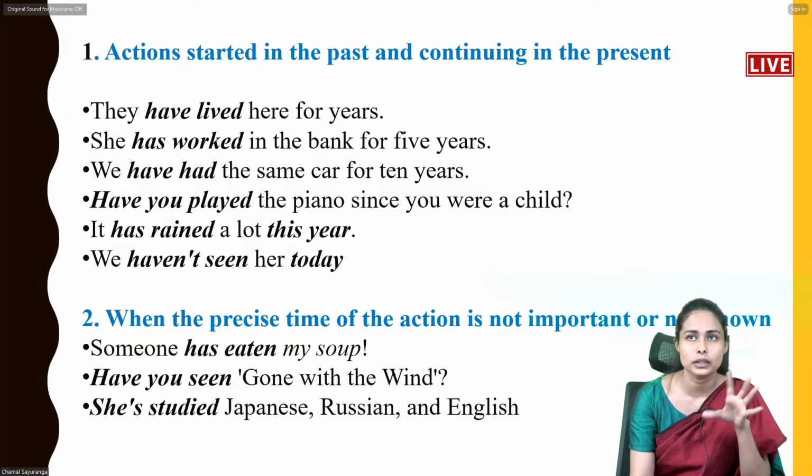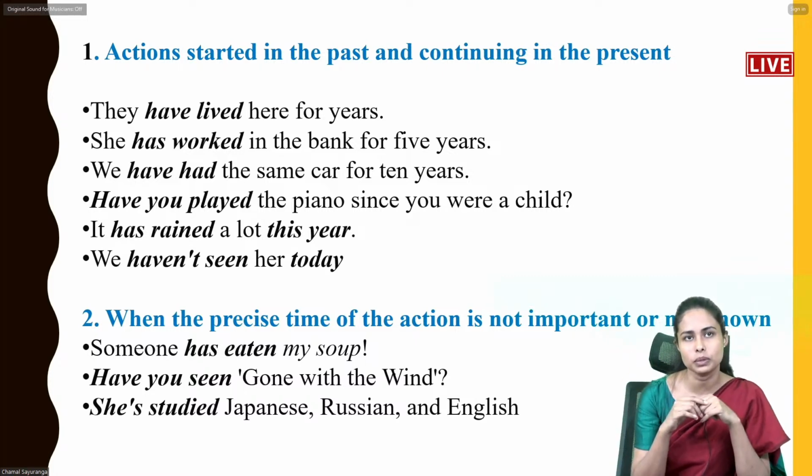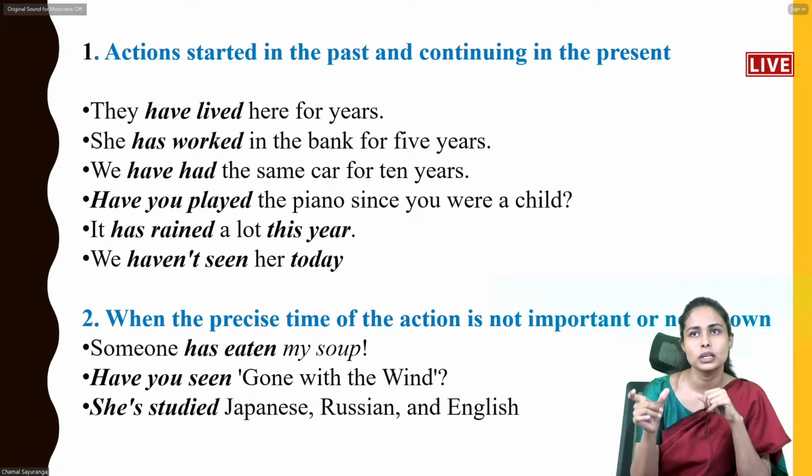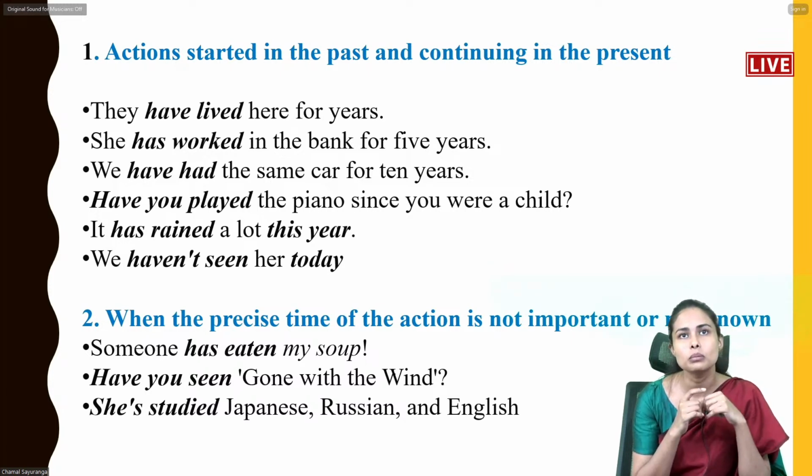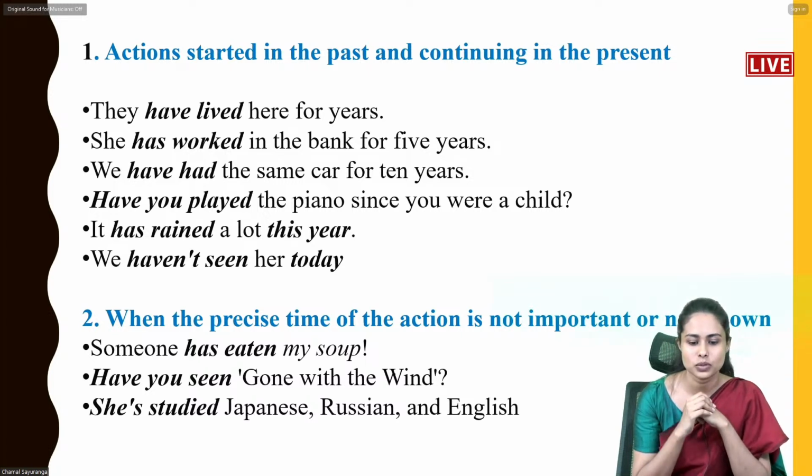That was a diagram continuing in the past. They have lived here for years. She has worked in the bank for 5 years. Have you played the piano since you were a child? Now here it is a question. When you make a question of a present perfect sentence, you have to bring the helping verb have or has to the front. Have you played the piano since you were a child? It has rained a lot this year. We haven't seen her today, and so on.